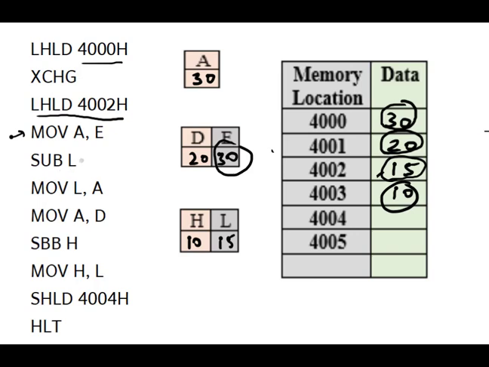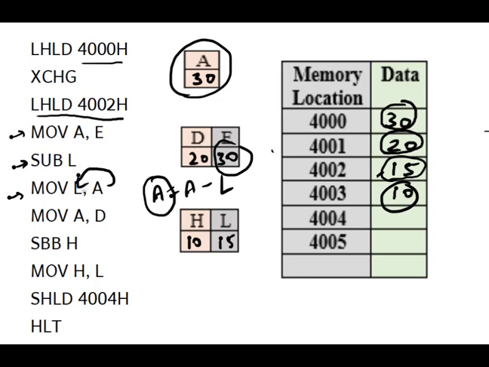Now SUB L. What will SUB L do? SUB L will subtract the contents of register L from register A. It will do A minus L, and the result will be stored in register A. This is the low order subtraction, so A equals A minus L. With MOV L, A, the data from A will be stored back to L. So what we have here is the subtraction of the low order bytes. Suppose I write it as XX, since I don't know what the answer would be. The low order byte is subtracted.